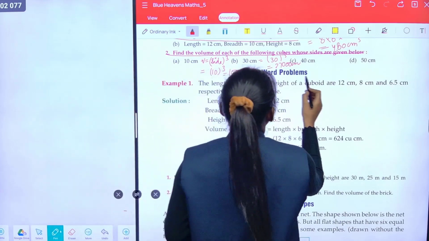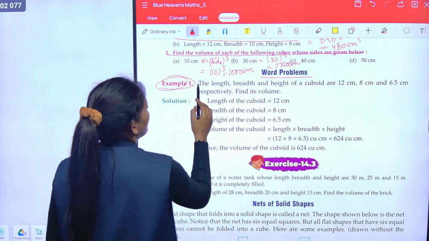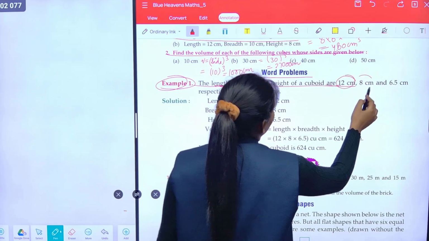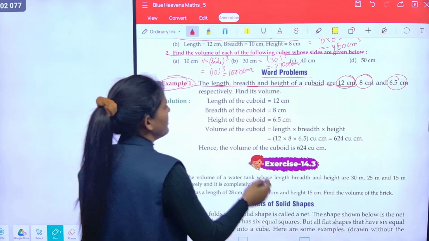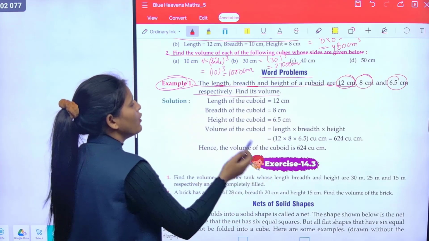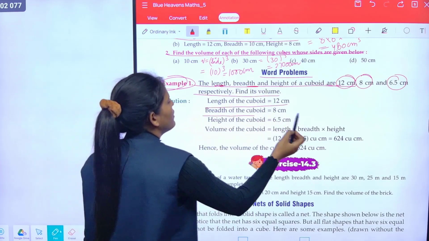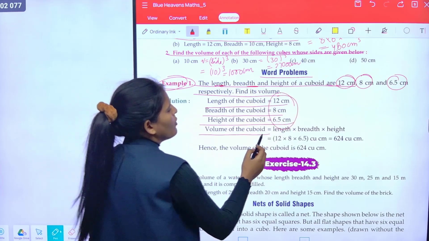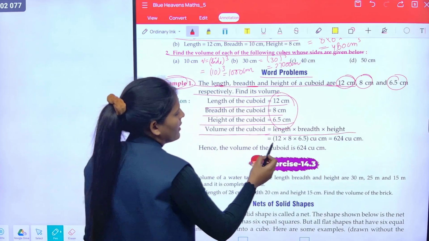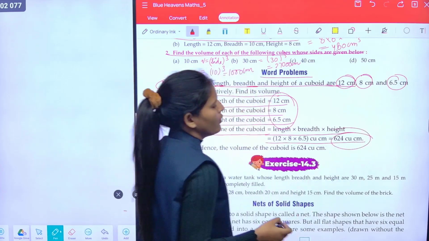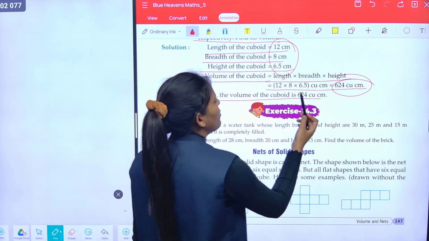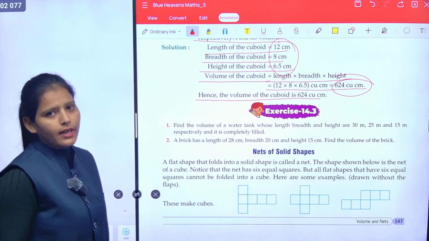Now word problem. Example number 1, the length, breadth and height of a cuboid are 12 centimeter, 8 centimeter, 6.5 centimeters respectively. Find its volume. Length of the cuboid, breadth of the cuboid, height of the cuboid. Okay. So volume of the cuboid is length into breadth into height. So we will multiply them and the answer is 624 cube centimeter. Hence the volume of the cuboid is 624 cube centimeter.